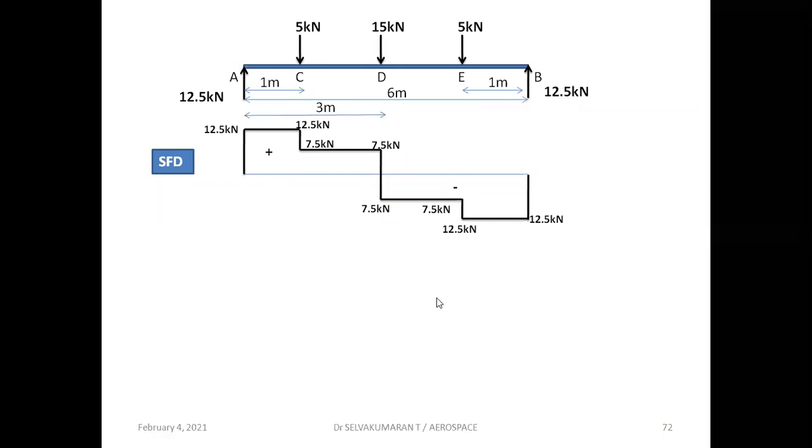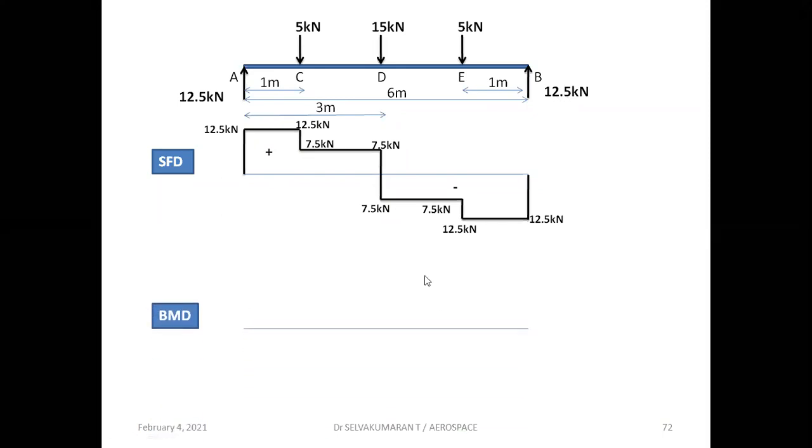Now, how to plot the bending moment diagram? As we all know that bending moment is always zero at the simply supported ends. That is, here the bending moment is zero, here the bending moment is zero. Okay. Then how to obtain the bending moment at C? Okay. So moment is nothing but force into perpendicular distance.